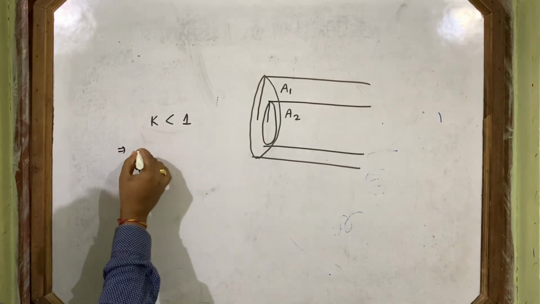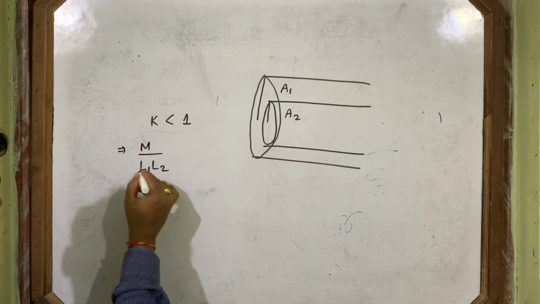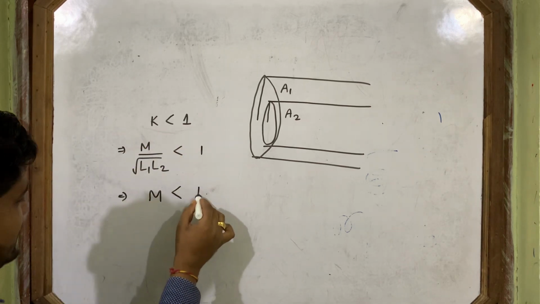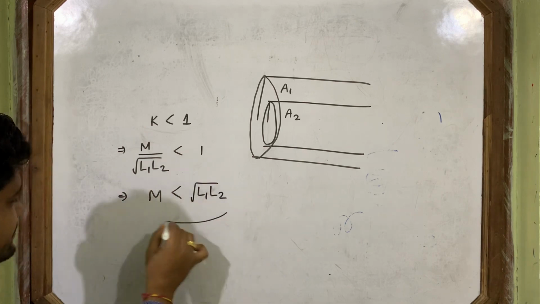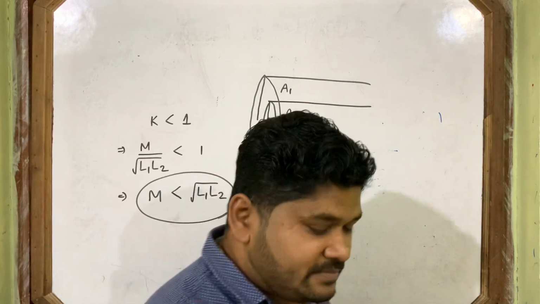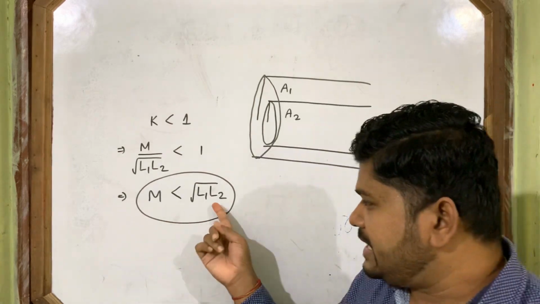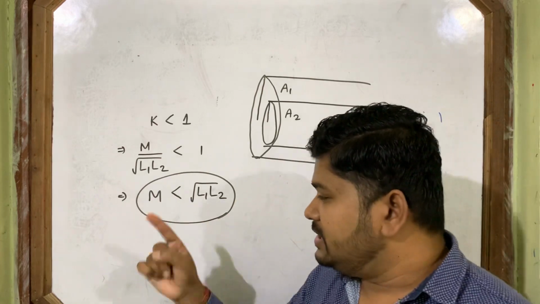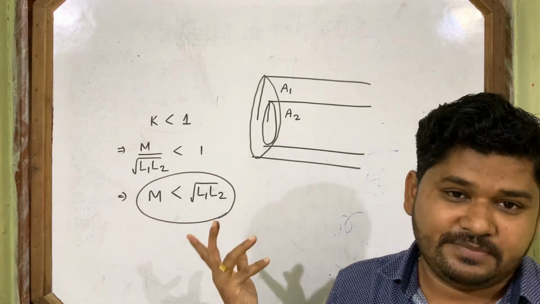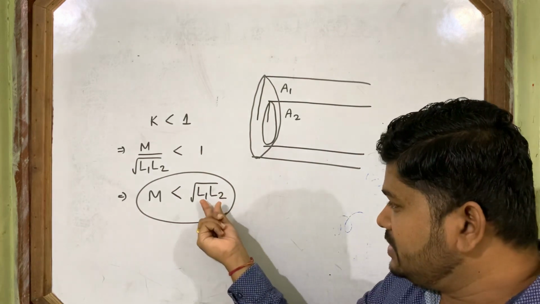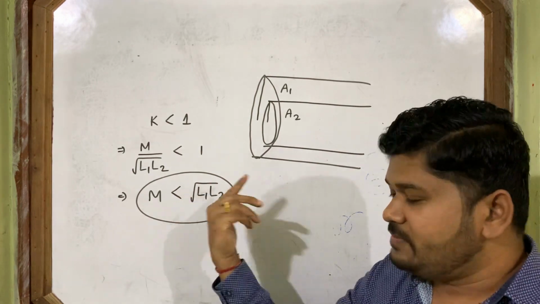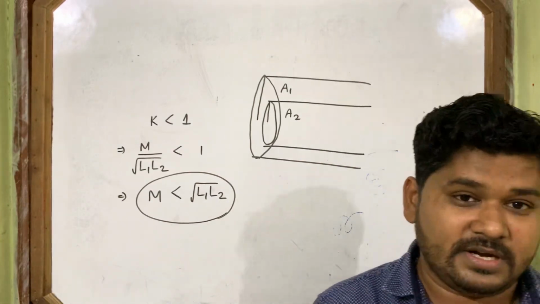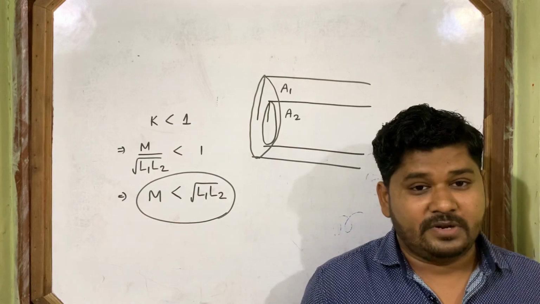What K did I tell you? M by root over L1 L2. Less than 1 means you have to prove M is less than root over L1 L2. Very easy question, not difficult. You write the expression of L1 for the first coil, then L2 for the second coil, then also write the expression of mutual inductance for the two coils, and just do root over L1 L2, and automatically you will get your answer. I am giving you this as homework. Try this question on mutual induction.